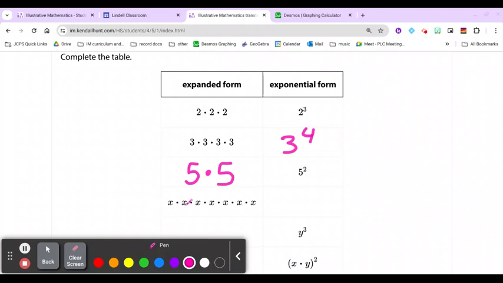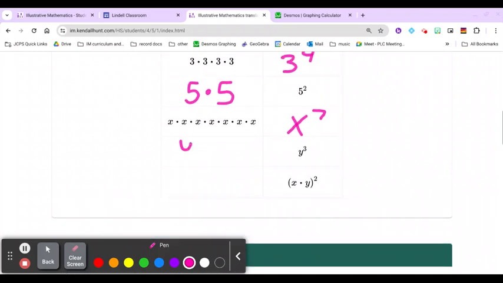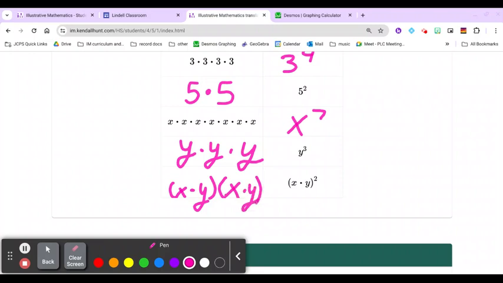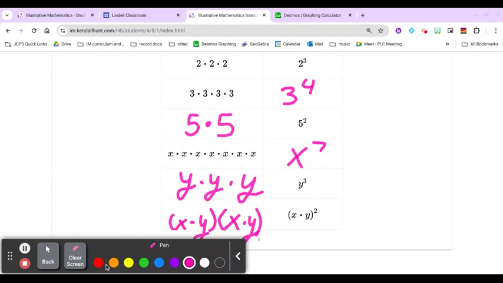We have x. We don't need to have a number. We have 7 x's, so that's x to the 7th power. Y to the 3rd power would be y times y times y. And then x times y squared, most simply, would be x times y times x times y. And obviously we can continue to get more complicated with how we include exponents, but that is the basics of what an exponent means.